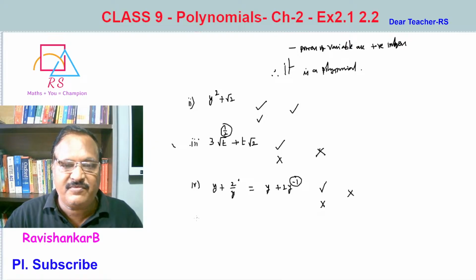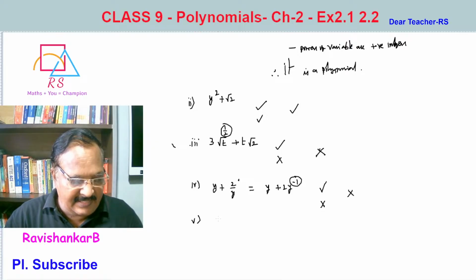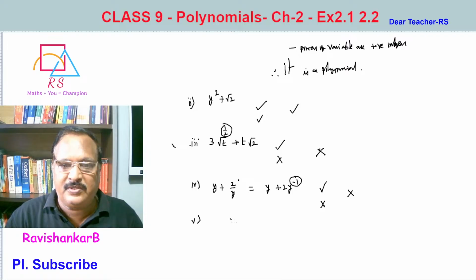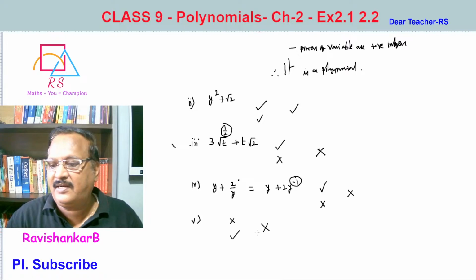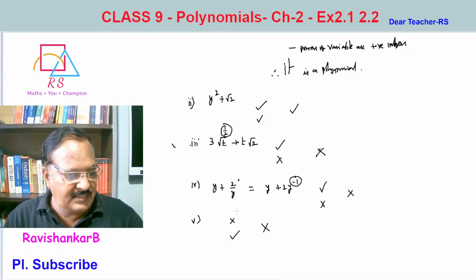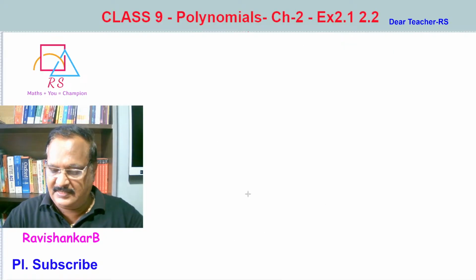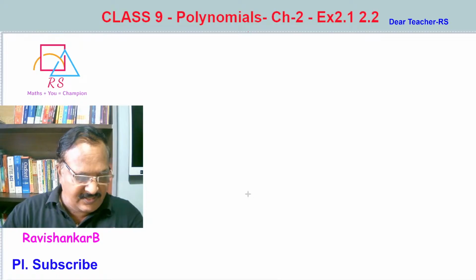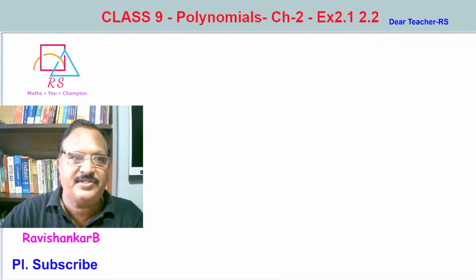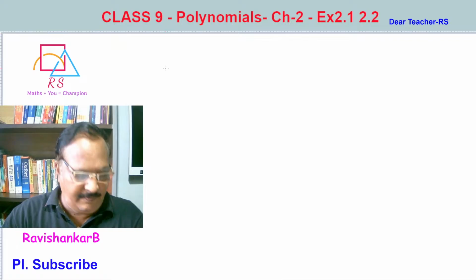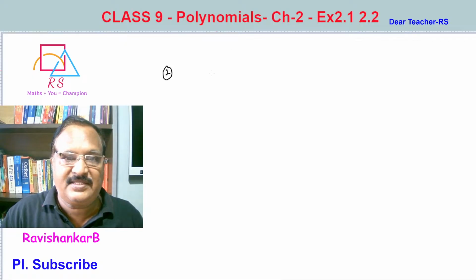Now the fifth bit: it has x, y, t, so it is not one variable. Powers are positive only, but even then it is not a polynomial. So this is the first question. Let me go to the second question also: write the coefficient of x square. First one, the x square coefficient is 1.